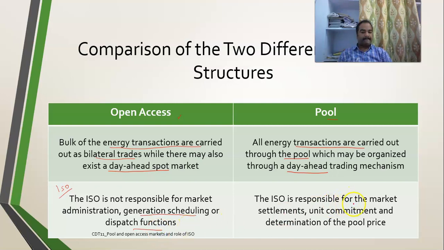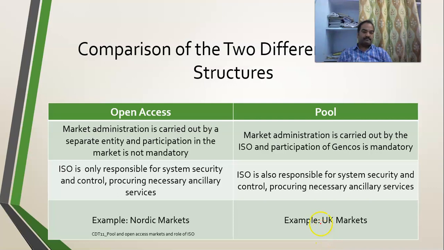Here, he is responsible for scheduling, settlements, unit commitment, and MCP will also be determined by ISO only. And here, the market is carried out by a separate entity, and participation in the market is not mandatory because 70 to 80% will be carried out by bilateral contracts. Here, market administration is carried out by the independent system operator. Here, there will be a separate market operator. Here, it will be carried out by the independent system operator. And the participation of GENCOs is mandatory.